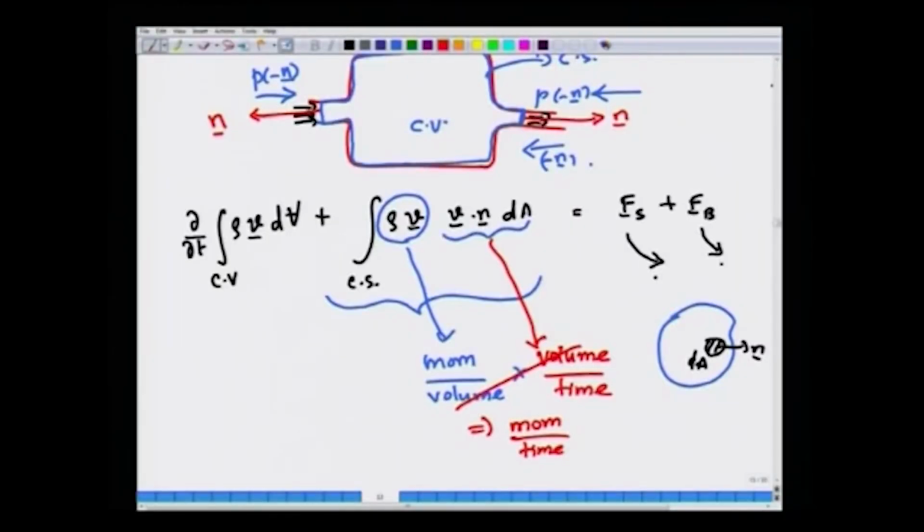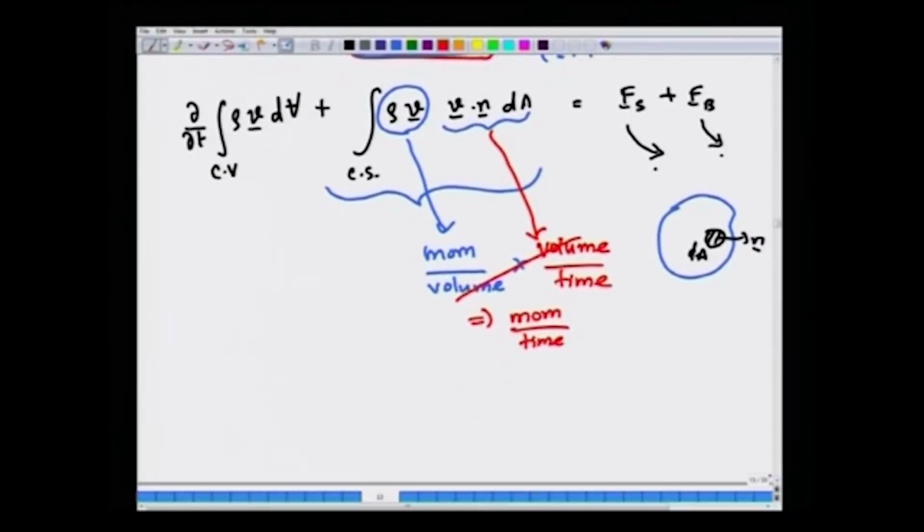Okay. Now, what is important to understand here is how to calculate again this V dot n integral. Remember that in this simple example that we just pointed out, let me just, instead of drawing this again, go back there.